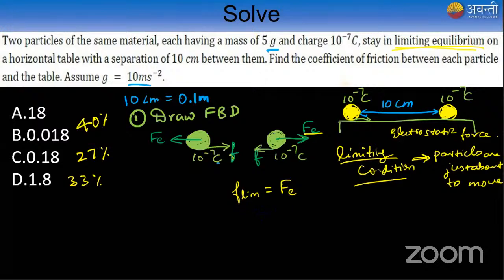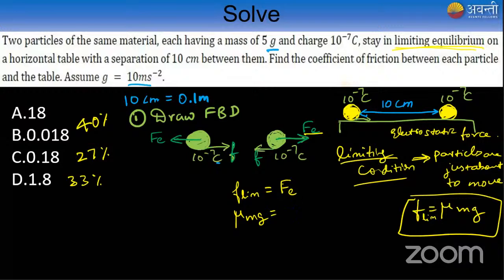Now try to equate this, guys. What is my limiting friction? I know my limiting friction F limit is equal to mu times m into g, where m into g is nothing but N. So mu mg is equal to, what is my force? Electrostatic force K Q square by R square. Try to substitute the values of K, Q and R, M and g. Mu is equal to K Q square by R square mg.